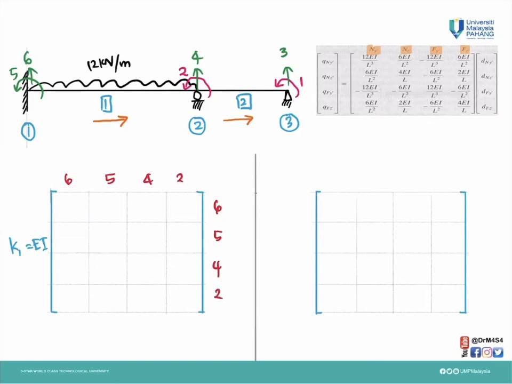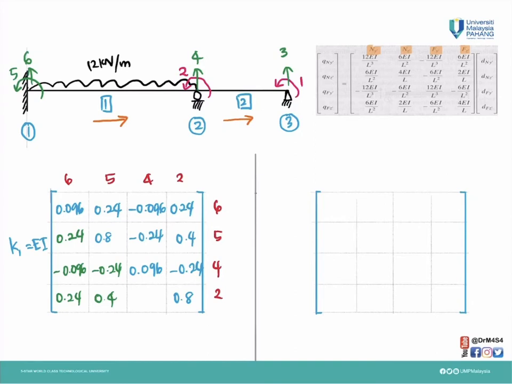Then you need to calculate value inside this matrix. 0.096, 0.096, negative 0.24, 0.8. Just do the half side, then the next one we just simply copy it. This one is 0.4, and this one is negative 0.24. This means you save your time. So we done for member 1.